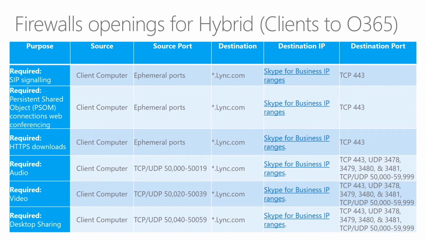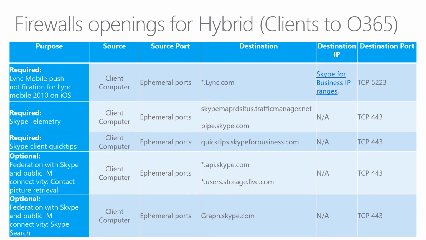So the second table here shows the client to Office 365. That's the one I was referring to, where the audio, video, and desktop sharing port range, destination port, has been updated lately with 3479, 3480, and 3481 ports. So please go to the website frequently to see if those have been updated and change the table accordingly.